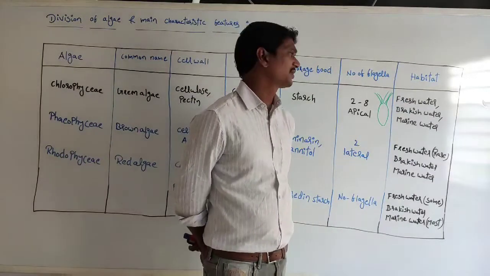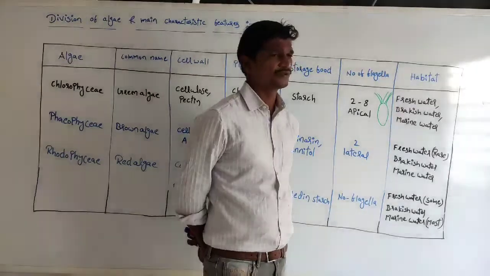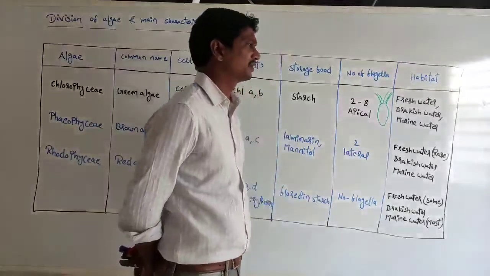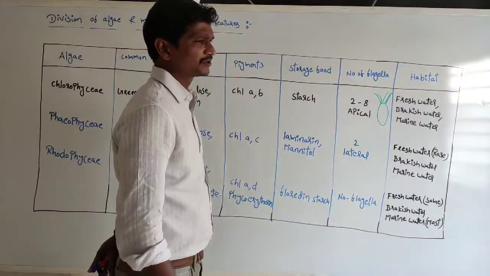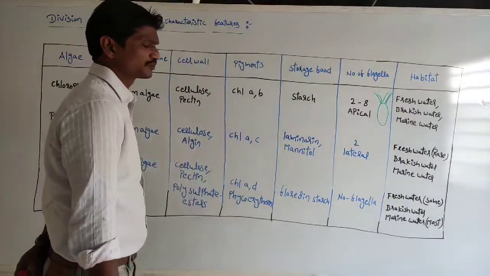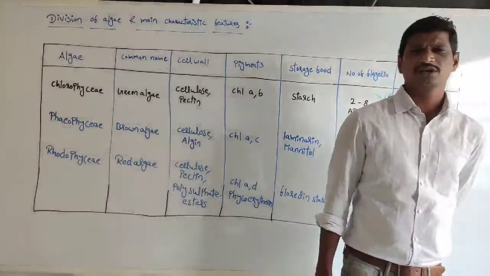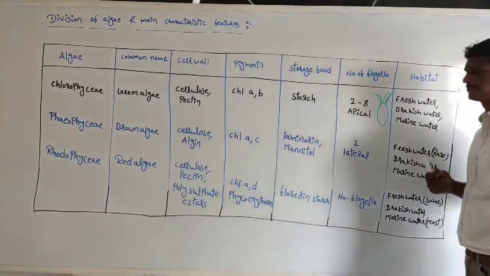Habitat: they live in fresh water, brackish water, and marine water. In which water are the chlorophyceae most abundantly present? Very simple, the answer is fresh water. Most of the chlorophyceae organisms grow abundantly in fresh water.